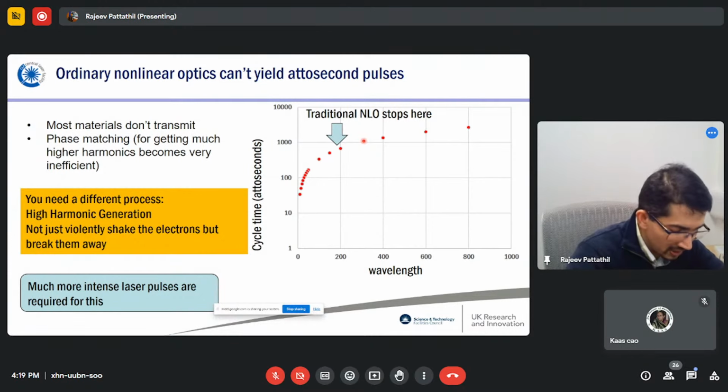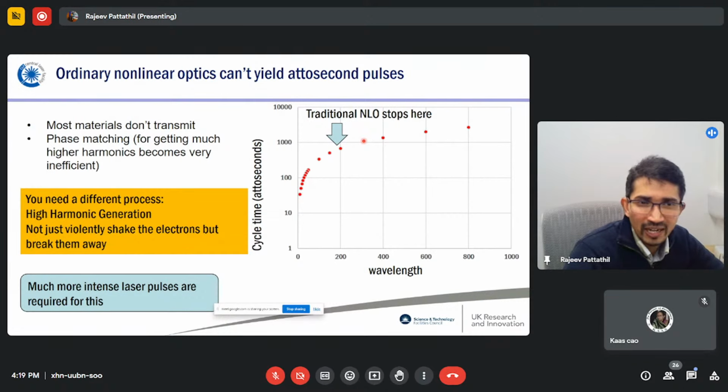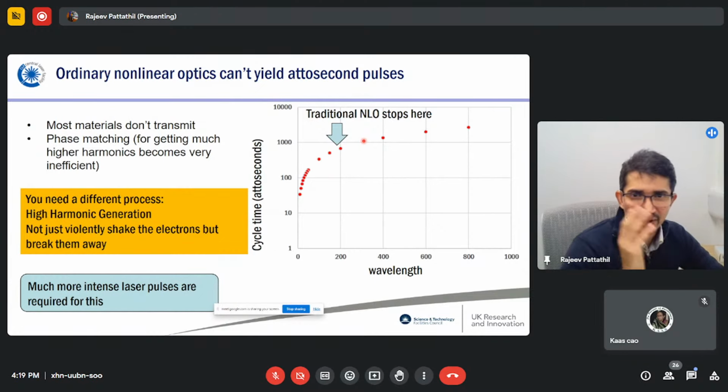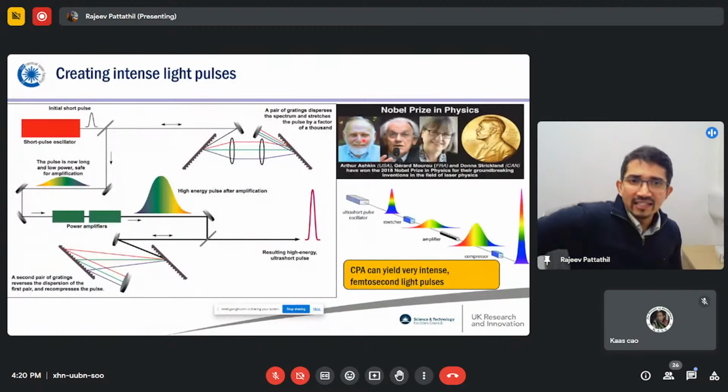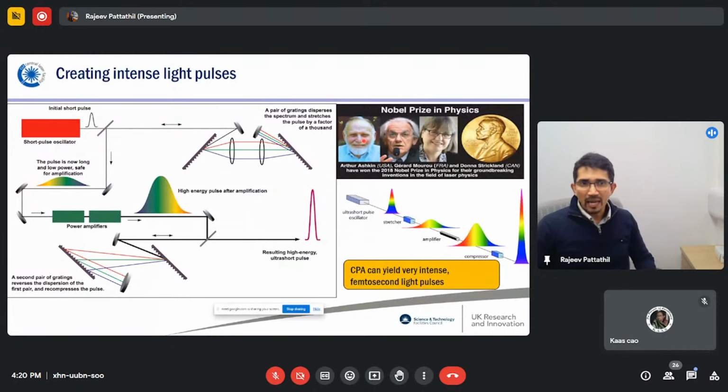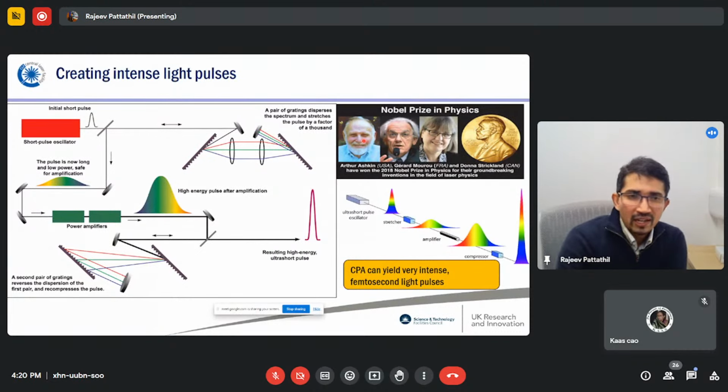So at this point, you don't need just harmonic generation, you need high harmonic generation. And it's not enough to just violently shake the electron cloud. You need to actually start breaking the electron apart from the atom, which means that you need much higher intensity. You need much more intense pulses. And to generate these intense pulses, you need a different type of technique called chirped pulse amplification.